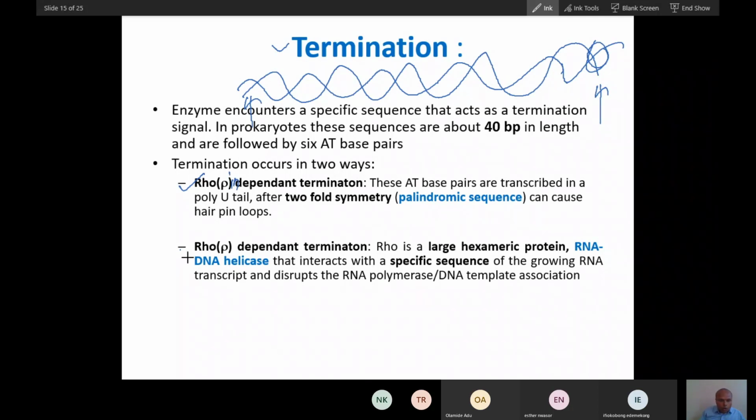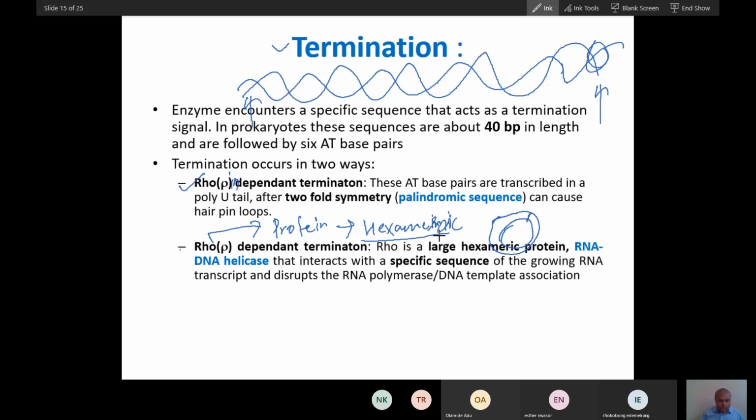What is rho dependent? Rho factor is a protein. The protein is a hexameric protein, and this hexameric protein is a donut type of protein. You can see the protein is like a donut. So this protein can be loaded on the RNA. I will tell you how.